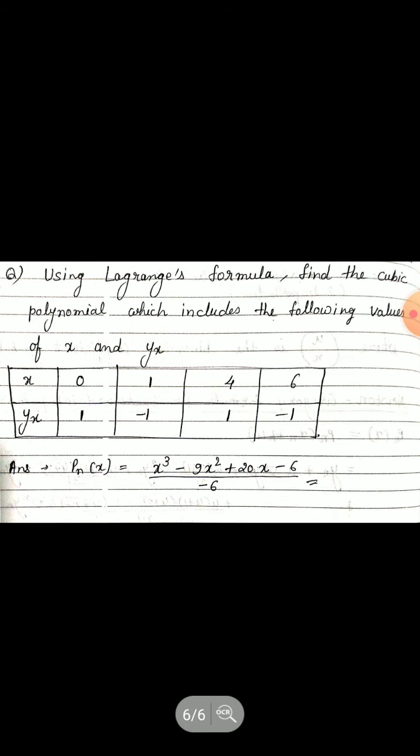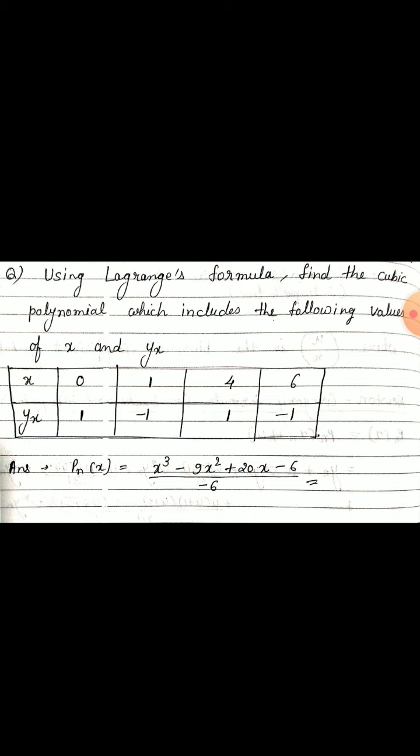Now this is one more example for practice. Using Lagrange's formula, find the cubic polynomial which includes the following values of x and y. The values of x are 0, 1, 4, 6, and the values of y are 1, minus 1, 1, minus 1.